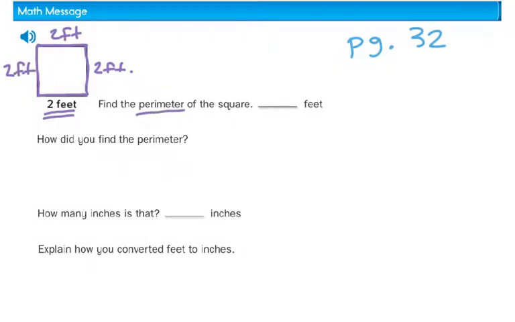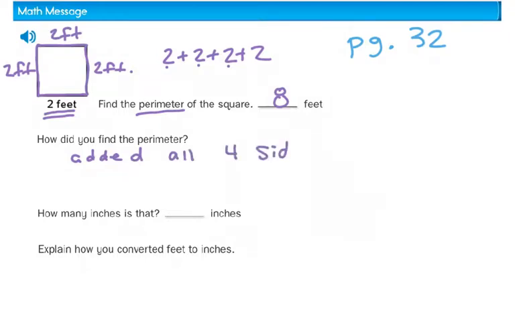So in order to find the perimeter of the square, I would take 2 plus 2 plus 2 plus 2 for each side. 2, 4, 6, 8. 8 feet. How did I find the perimeter? I added all 4 sides, which was 2 plus 2 plus 2 plus 2 equals 8.